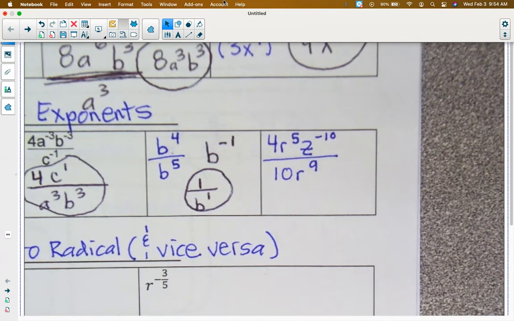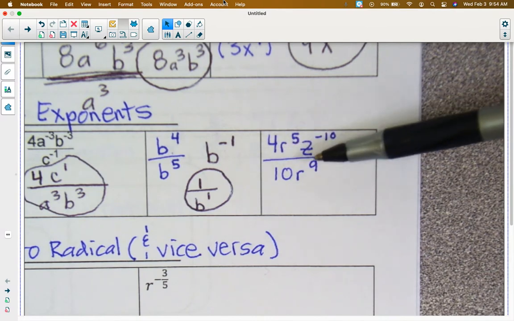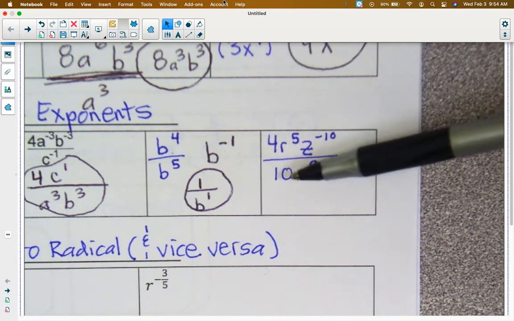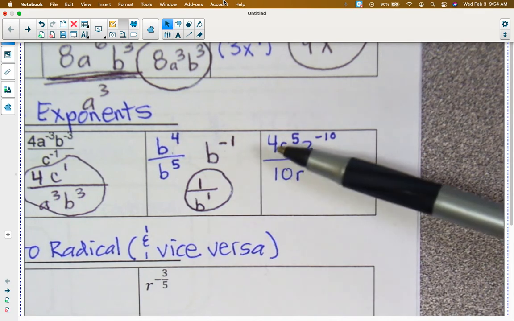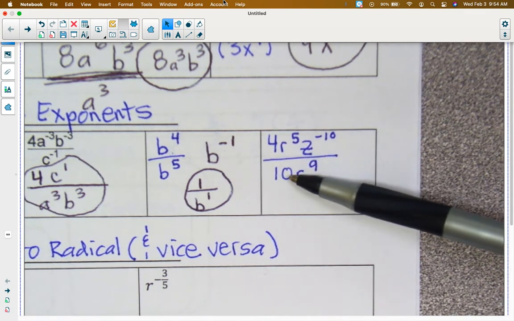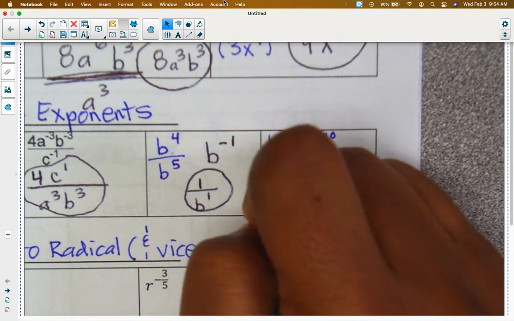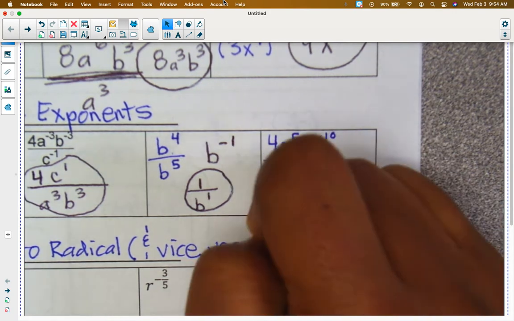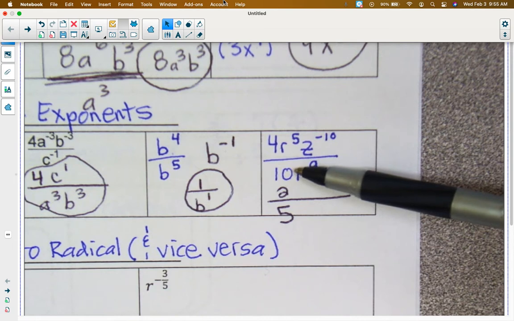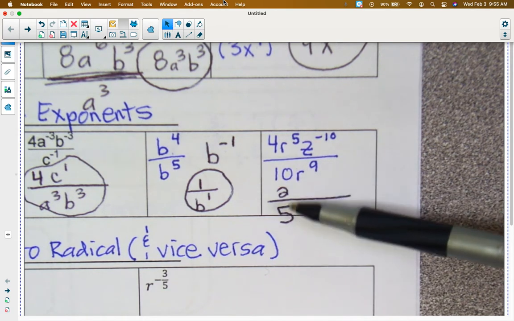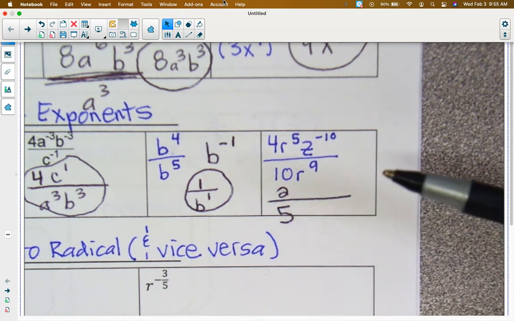And last one, 4r to the 5th, z to the negative 10th, divided by 10r to the 9th power. Again, this is one of the ones where I could use multiple rules, lots of different rules. I'm going to go ahead and simplify 4 divided by 10. That's going to be 2/5. So 4 divided by 10, reduce your fraction. That reduces to 2/5.